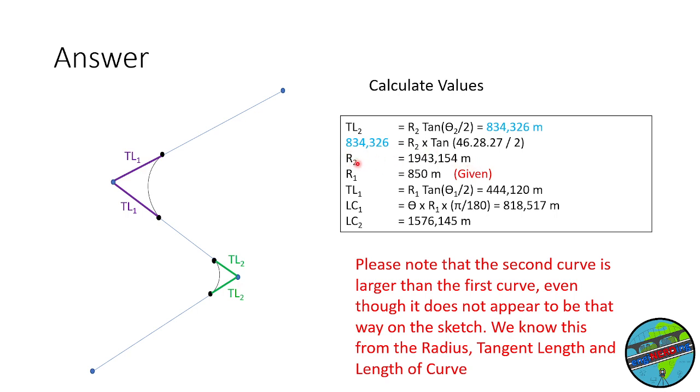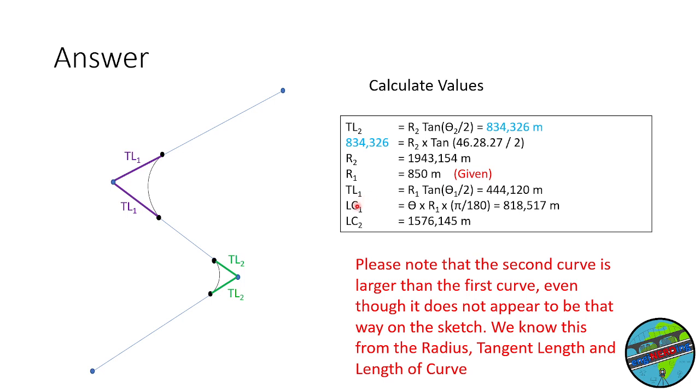So everything with 2 represents second curve, everything with 1 represents the first curve. Now the radius for the first curve was given to us, so 850 meters, so that is fine. Then from there we need to calculate our tangent length 1. We do have the radius, we do have the deflection angles which we calculated, so we can put those into the formula and get our tangent length over here. Now notice that these tangent lengths are actually theoretically smaller than the first tangent or second tangent lengths that we calculated, even though the sketch does not represent it like that. So I need to highlight that this is not to scale, it's just for demonstration purposes.